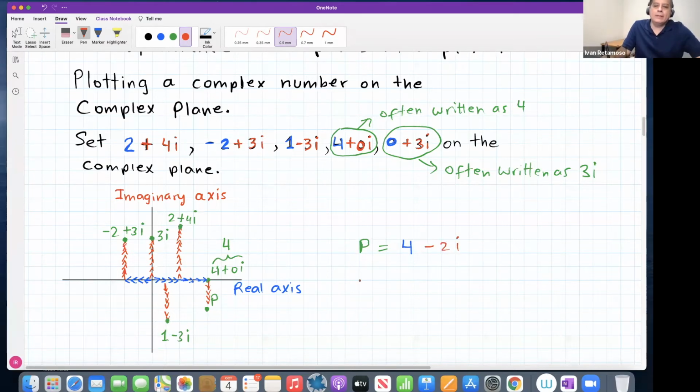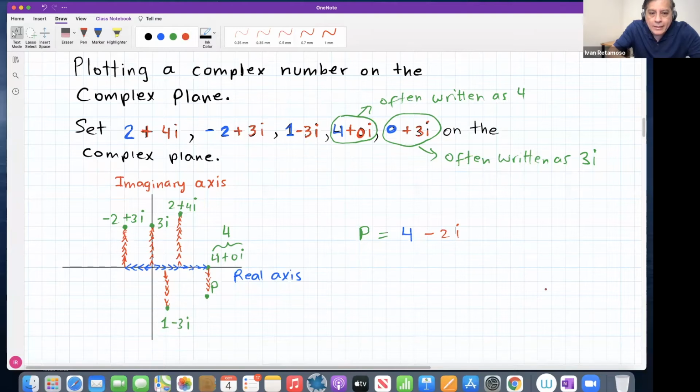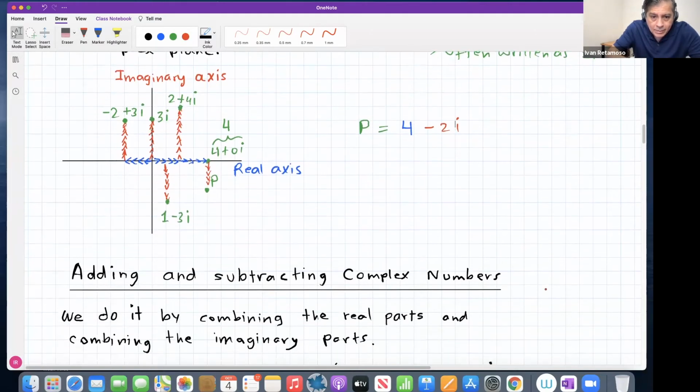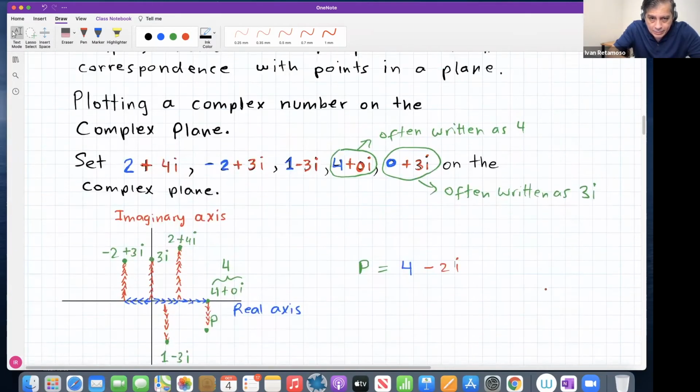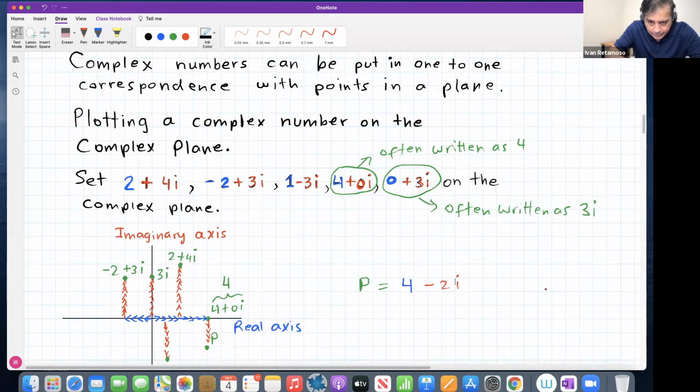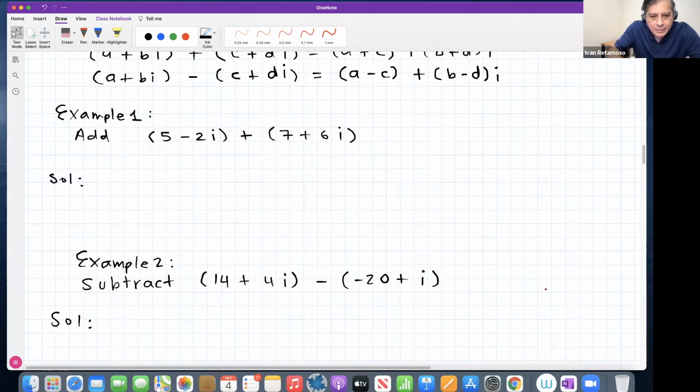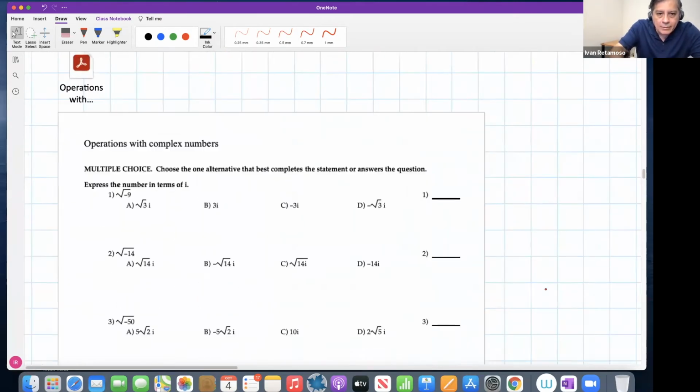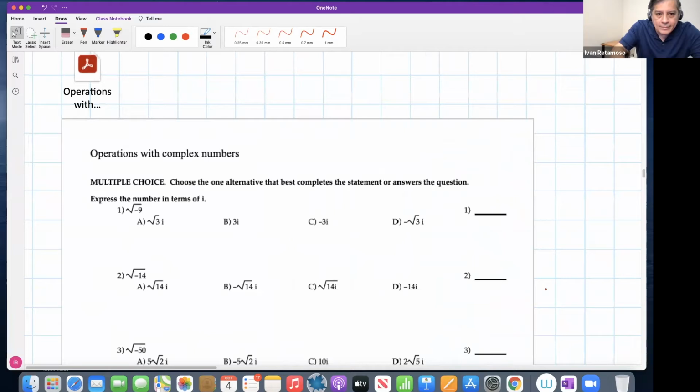Try to remember this, guys, so that you will be okay on your homework. They will give you a bunch of points and you will have to do this, and identify the complex number that identifies that point uniquely. Very good. All right, guys, time to practice before we go over the operations with complex numbers. So let's go to the worksheet. It's down here. And I want you to work on these problems.